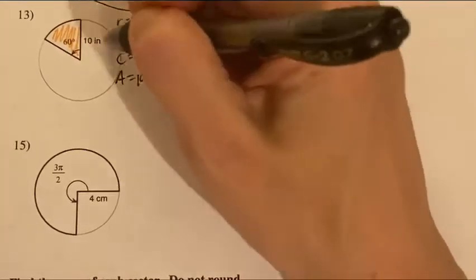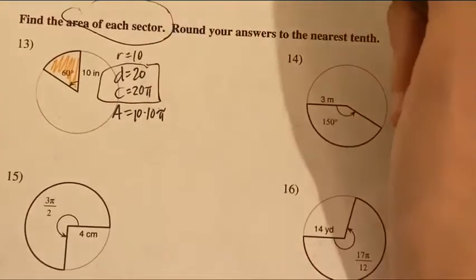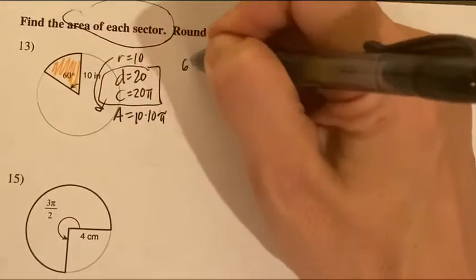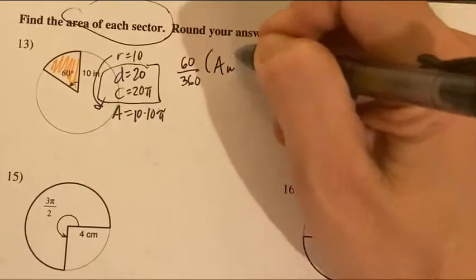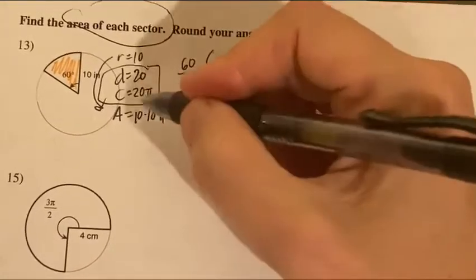Now we know we don't really need this, right? We don't need this now. I was just having you practice that. So if you want to go straight to area, that's fine. But what portion do I want? So I want 60 out of a total of 360, and I want the portion of the whole area. Okay, so 60 out of 360. What portion of the whole area?